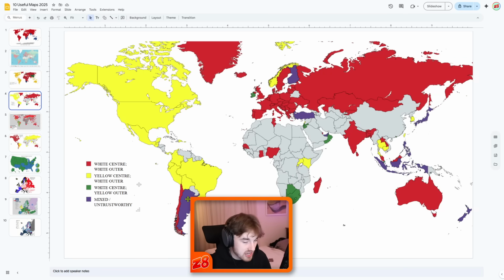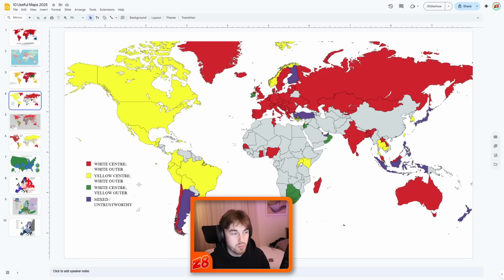The southern half of South America gets a bit tricky, where you often see white center lines in Argentina and Uruguay, which are more mixed and unreliable countries. And Chile uses the European style, which is all white road lines.